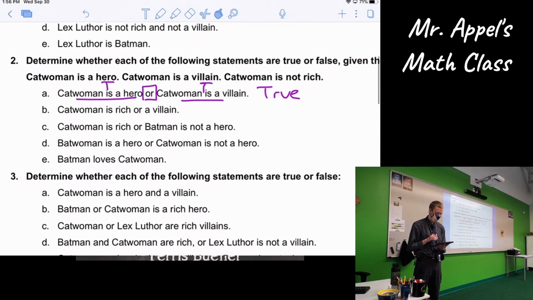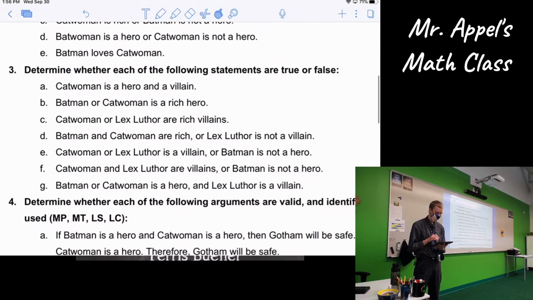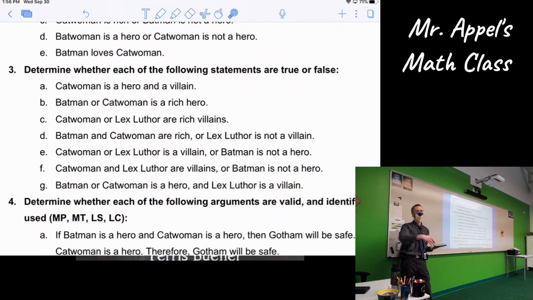All right, the third section. I've introduced no new facts. This is just some new combinations. Now I'm mixing it up. We're going to see ors, some ands, some ors and ands, maybe ors and ors, ands, multiple ones here, right? D through G combine possibly 3 or more statements together.